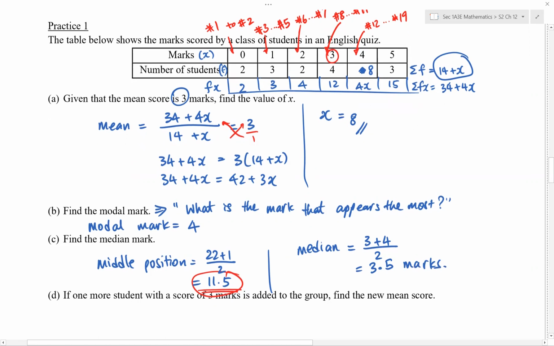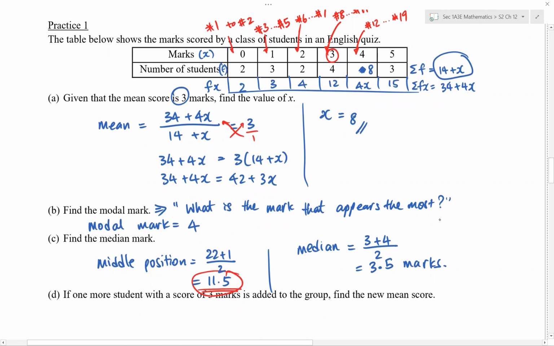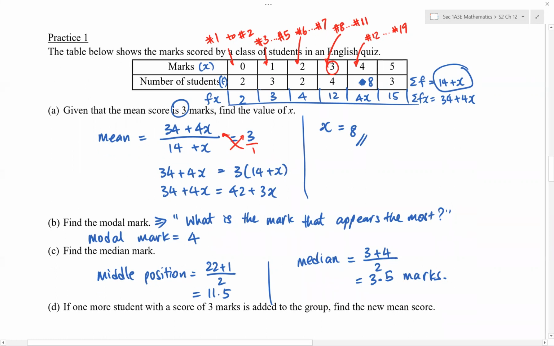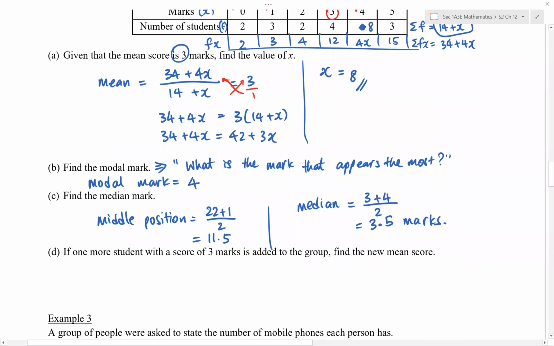So finally, for part D, if one more student with a score of 3 marks is added to the group, find the new mean. Okay, so just imagine, right now we've got 22 students, right? We add in another student, and he has a score of 3. After we add him in, the mean didn't change. Logically, what's the implication? Okay, not that the mean didn't change. Sorry, I misread the question.